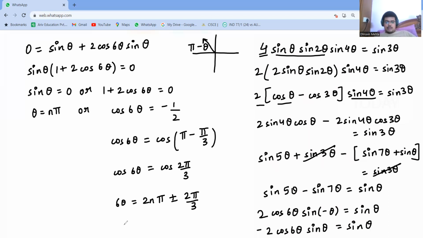If you have the formula list, you can verify this. And the final answer, when you divide by 6, it will be n pi by 3 plus minus. When we divide 2 pi by 3 by 6, so pi by 9 will come. This will be the final answer.